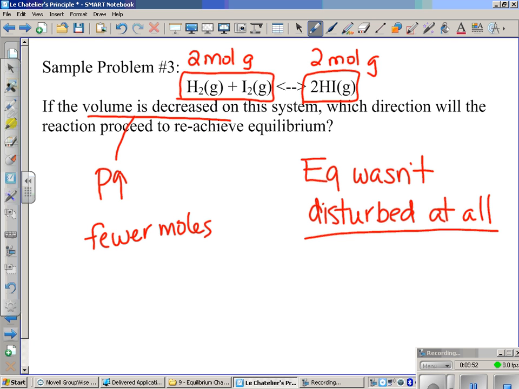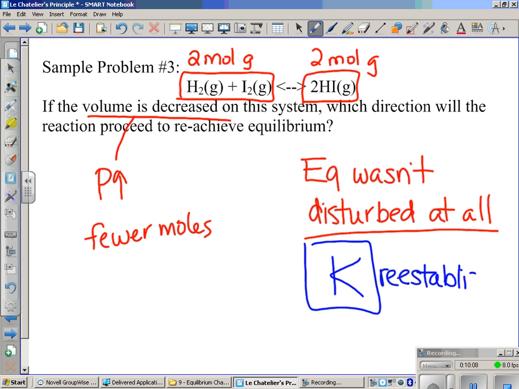Much like concentration, with these changes, although we're not calculating anything with this, these changes are going to bring us back to the same K value we had before. So it is going to re-establish, gosh, I'm doing some tough spelling words here. It's going to re-establish the same K. All right, it will re-establish the exact same K. That will be different for temperature, but for pressure and concentration, it's about getting back to the exact same K value. All right, so that's the information about pressure.